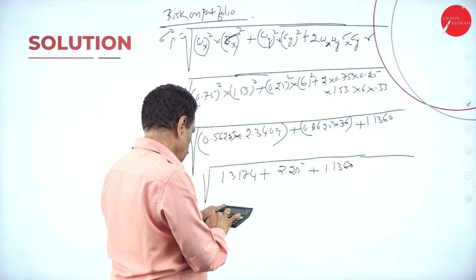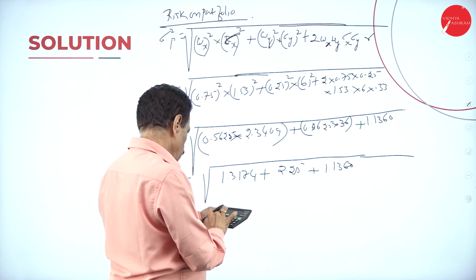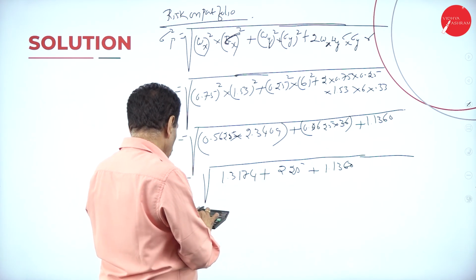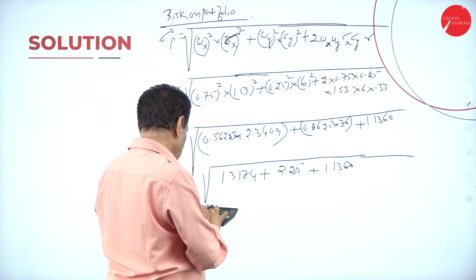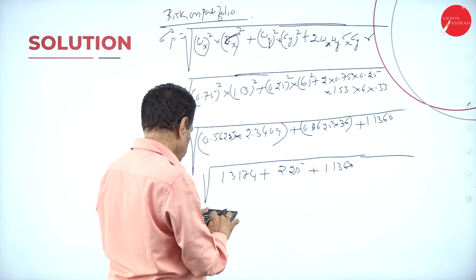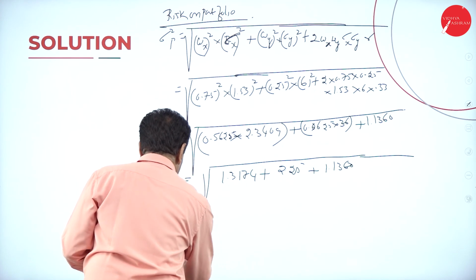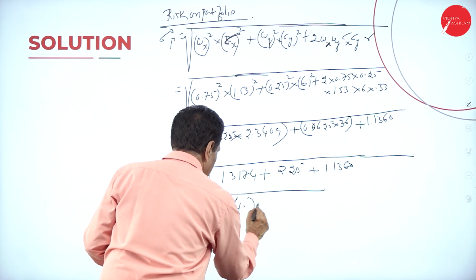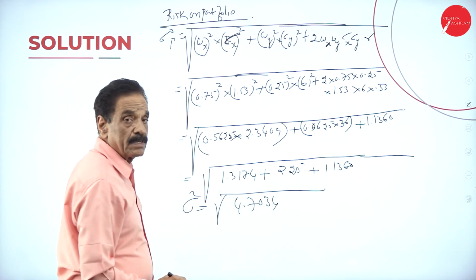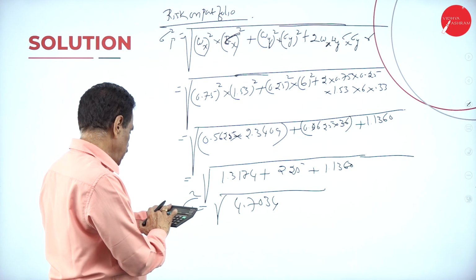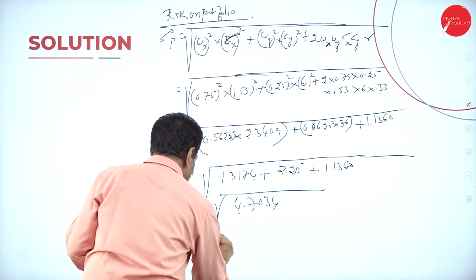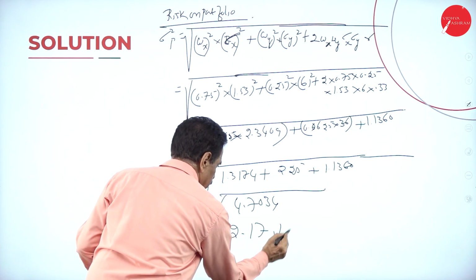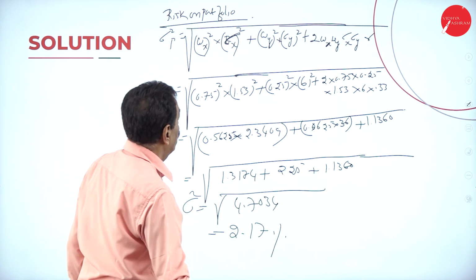2.25 plus 1.1360 plus 1.3174 is root of 4.7034. Simplify this. Root of this is 2.17%. Hope you understand this.